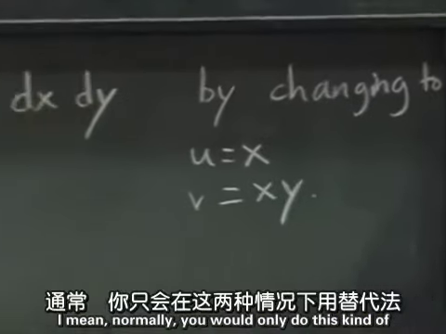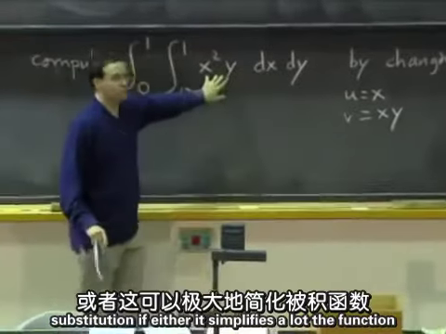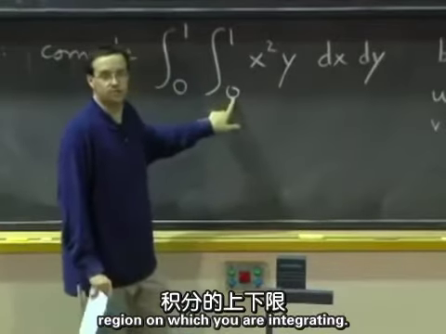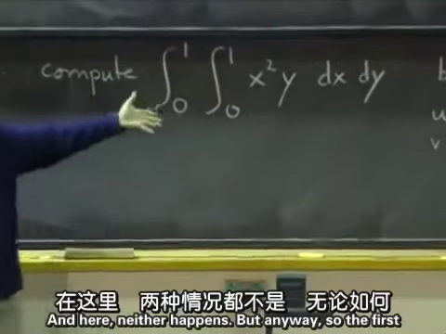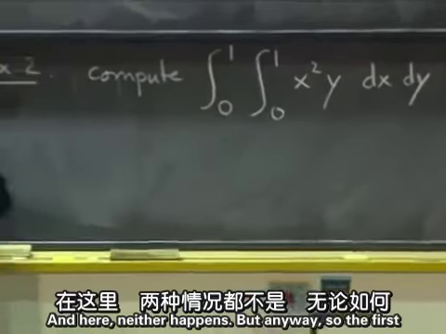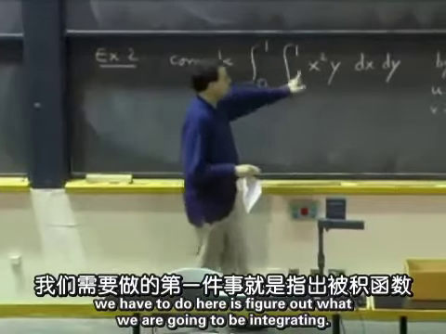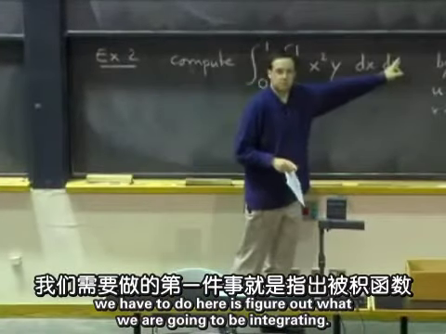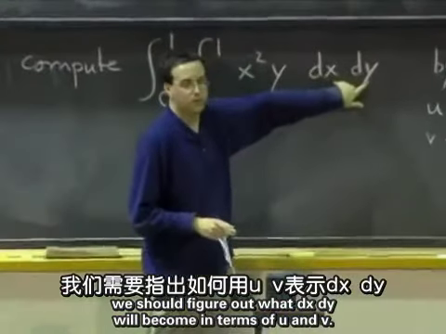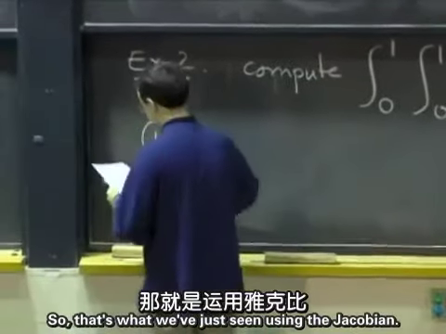I mean, normally, you would only do this kind of substitution if either it simplifies a lot the function you're integrating, or it simplifies a lot the region on which you're integrating. And here, neither happens. But anyway, the first thing we have to do here is figure out what we're going to be integrating. To do that, first we should figure out what dx dy will become in terms of u and v. So that's what we've just seen, using the Jacobian.